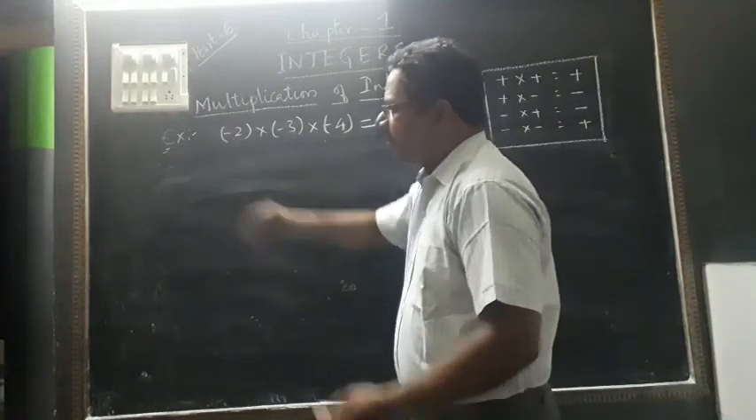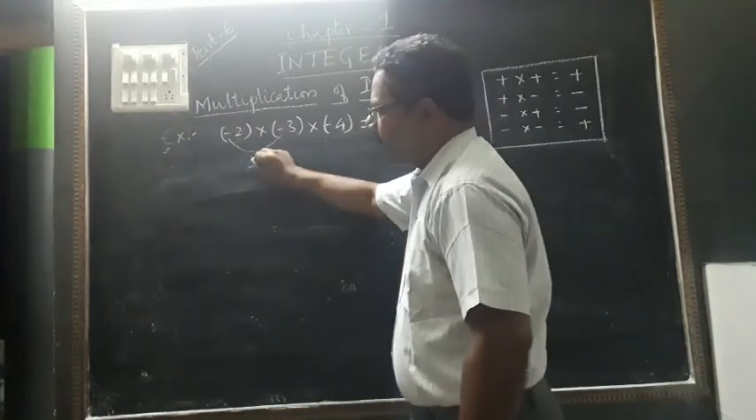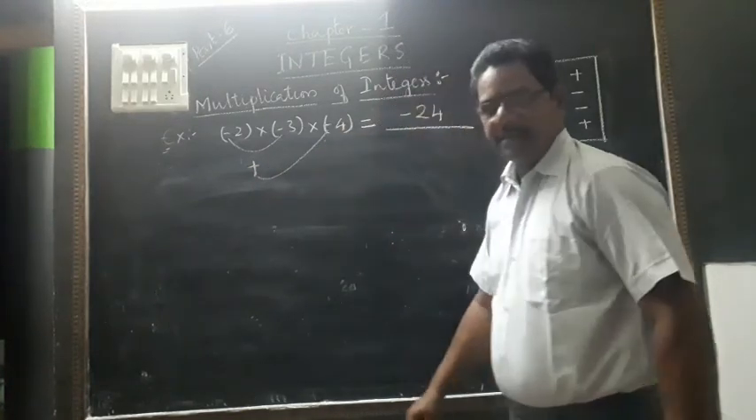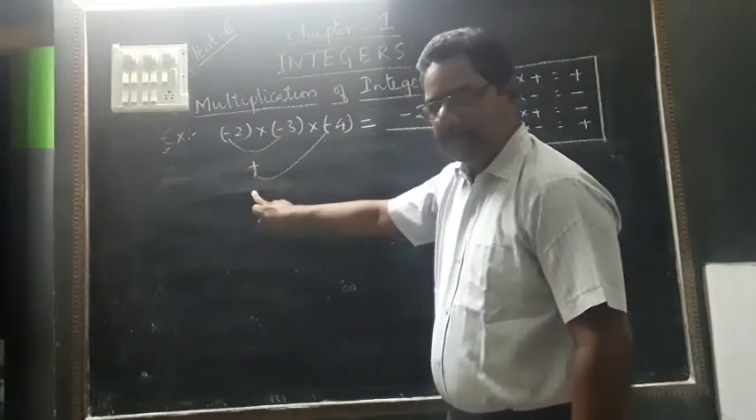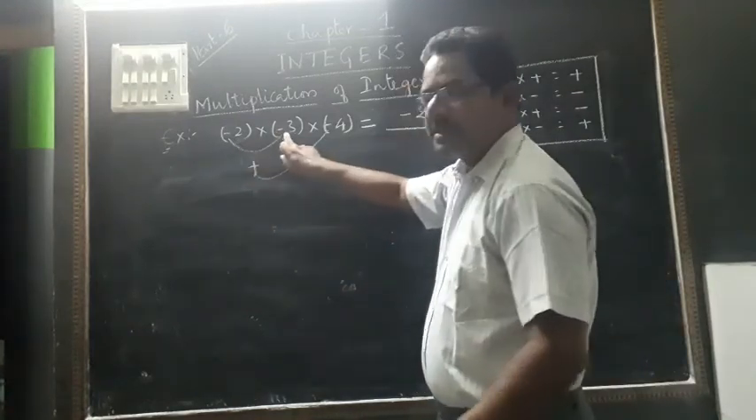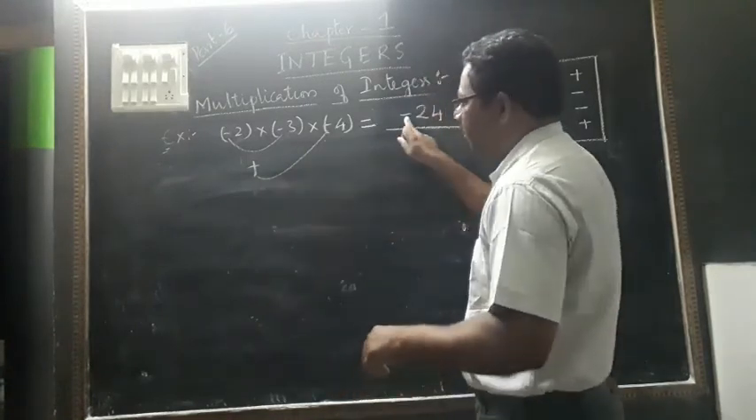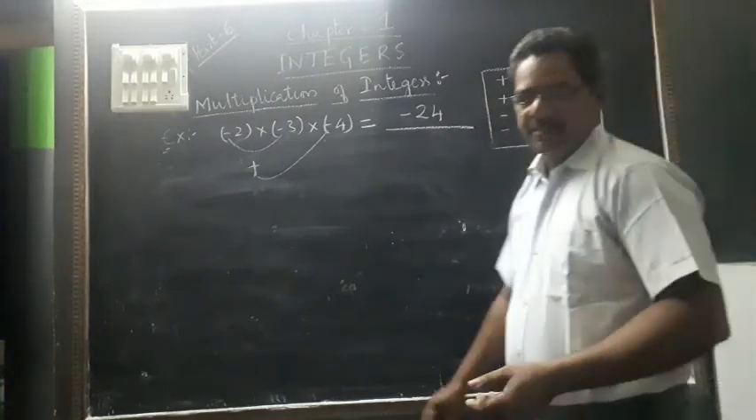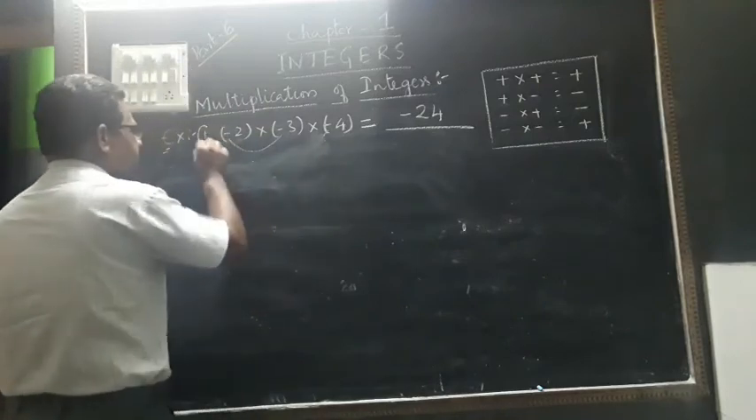For the symbol, first you have to multiply these two. Minus into minus will become plus. So minus 2 into minus 3 is equal to plus 6. Plus 6 into minus 4 is equal to minus 24, because plus into minus is equal to minus. Okay. So like this, this is the first example.